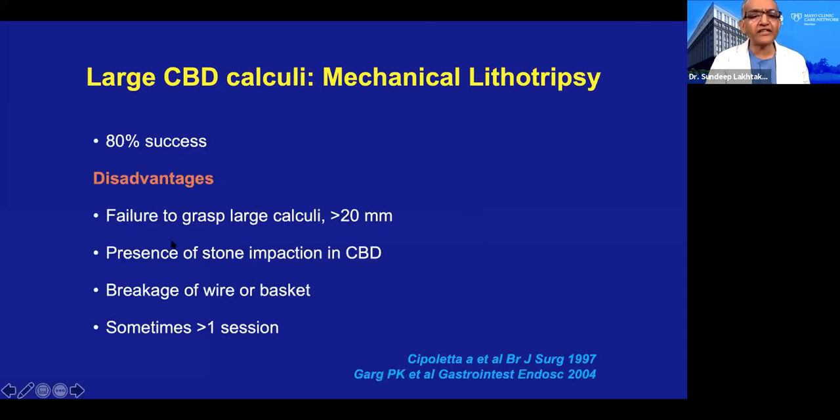Some of the disadvantages of mechanical lithotripsy are failure to grasp calculi more than 20 millimeters, occurrence of stone impaction, or a breakage of the wire. Sometimes stones are so hard that your wire breaks, or sometimes it gets trapped. And then you have to use other methods, as Sudipta was alluding to. And occasionally we have to do more than one session. You partially break the stone and then leave it back with a stent inside, come back a few days later and then do the other part.